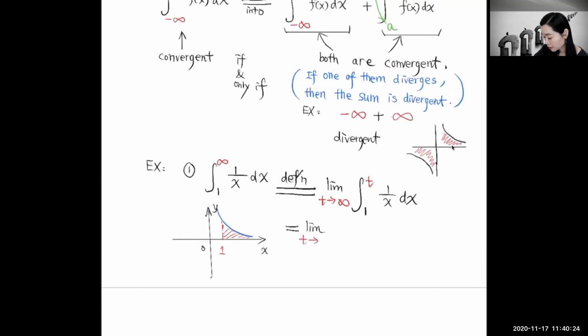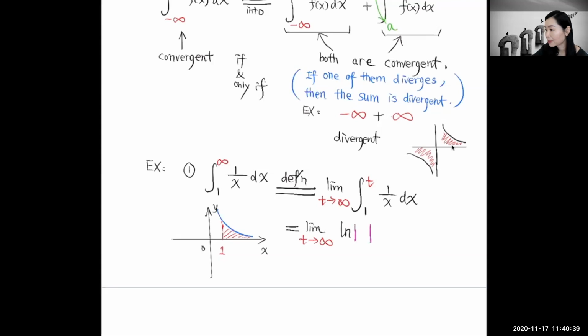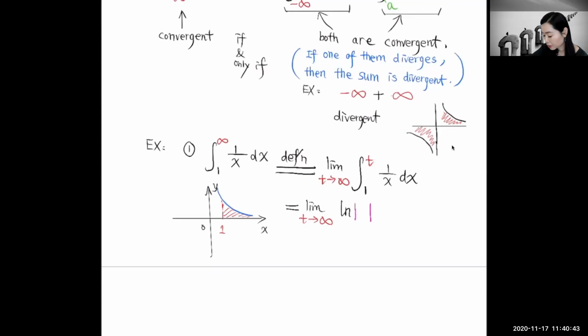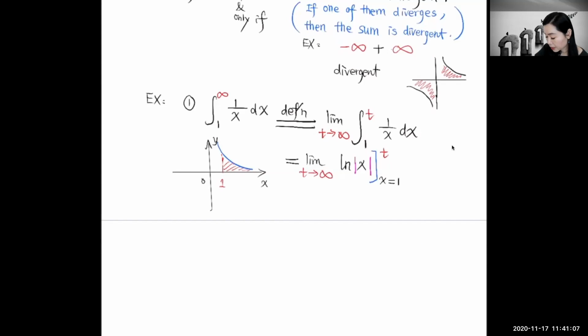What's the antiderivative of 1 over x with respect to x? Is it natural log? Yes, ln x. Good. Natural log of the absolute value of x, right? You got it. Good job. And then x over here goes from 1 to t. So remember, x goes from 1 to t, which is equal to, as t goes to infinity, ln of the absolute value of t minus ln of 1. Well, we know ln of 1 is what?